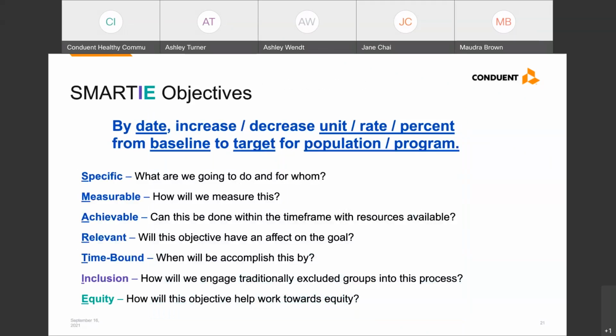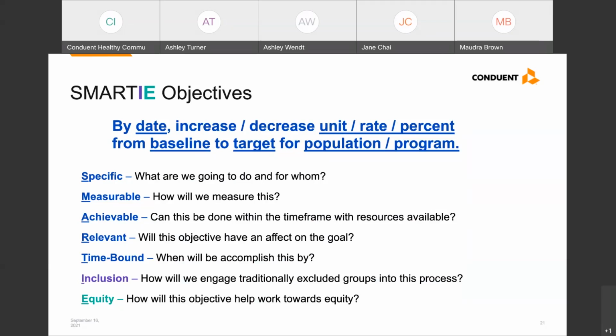Now let's talk about setting some SMART objectives. I'm going to guess that most of you have heard about SMART objectives, or objectives that are specific, measurable, achievable, relevant, and time-bound. At the top of this slide, we're showing an example of the typical layout of a SMART objective. We, of course, recommend using the SMART objective approach when setting up your performance measures.